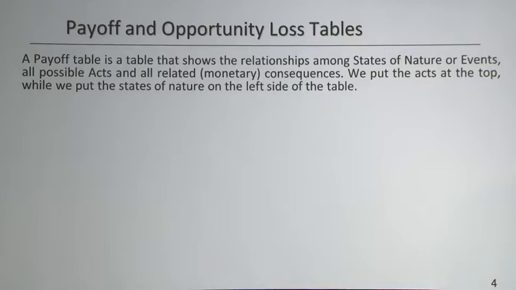Payoff and opportunity loss table. As we said, the first step is to translate a problem into the terms of a mathematical object. And here we're going to put it into either a payoff table or an opportunity loss table. A payoff table, surprisingly enough, is a table that shows all the relationships among the states of nature or events, all possible acts, and all related consequences. We use payoffs, so monetary consequences. We put the acts at the top, and the states of nature on the left side of the table.